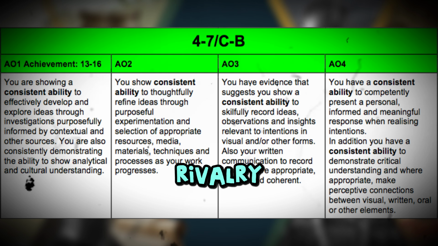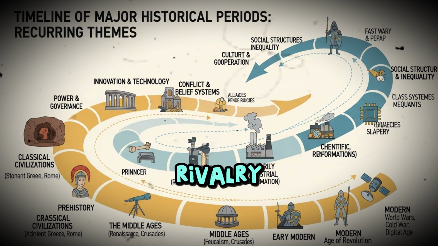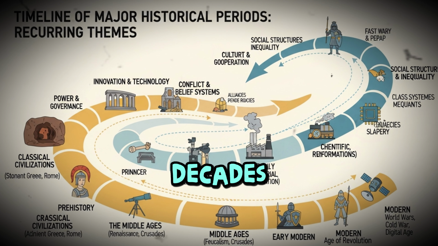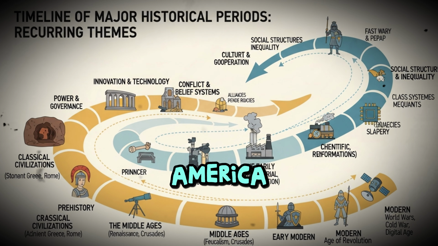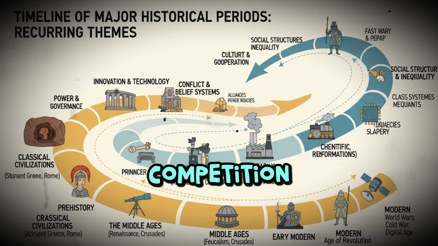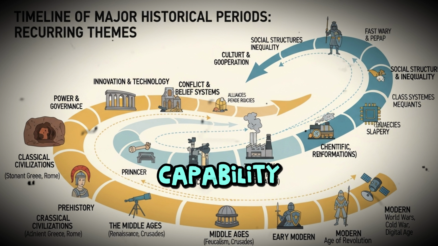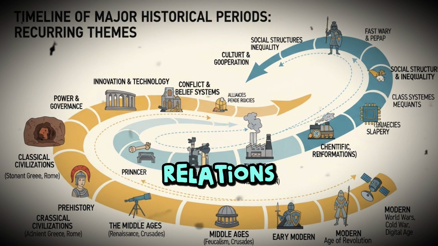2. Superpower rivalry. The USA and USSR were the superpowers, and their rivalry defined global politics for nearly 5 decades. Both competed for influence in Europe, Asia, Africa, and Latin America. The United Nations, NATO, and the Warsaw Pact became arenas of competition. Both invested heavily in military capability, especially nuclear weapons. For A-level students, this demonstrates how power and ideology drive international relations.